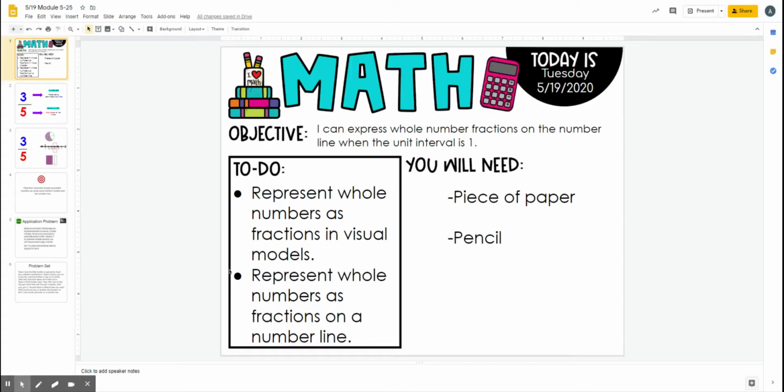So today's math objective is I can express whole number fractions on the number line when the unit interval is 1. So we're going to take a look at the number line yet again and what whole number fractions are. In order to complete the lesson today, you will need a piece of paper and a pencil. So if you don't have that, stop this video right here, right now, get that and come back when you are ready.